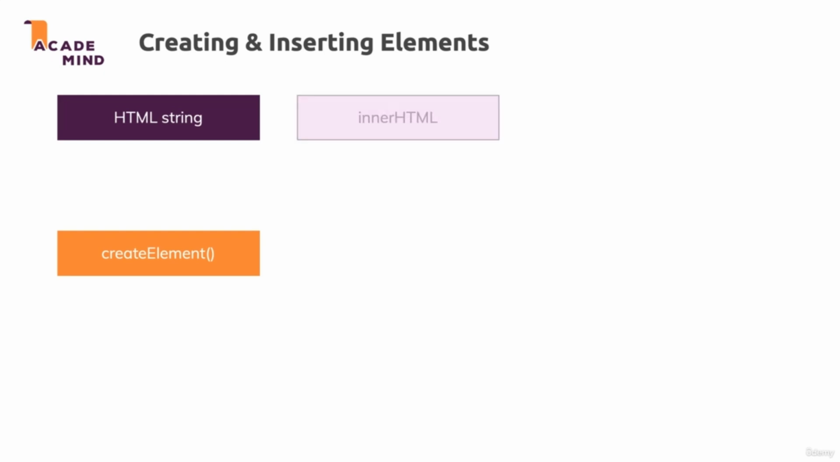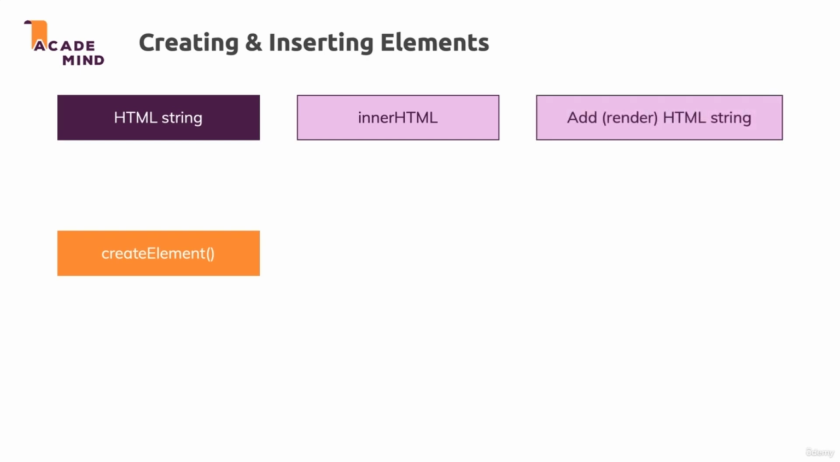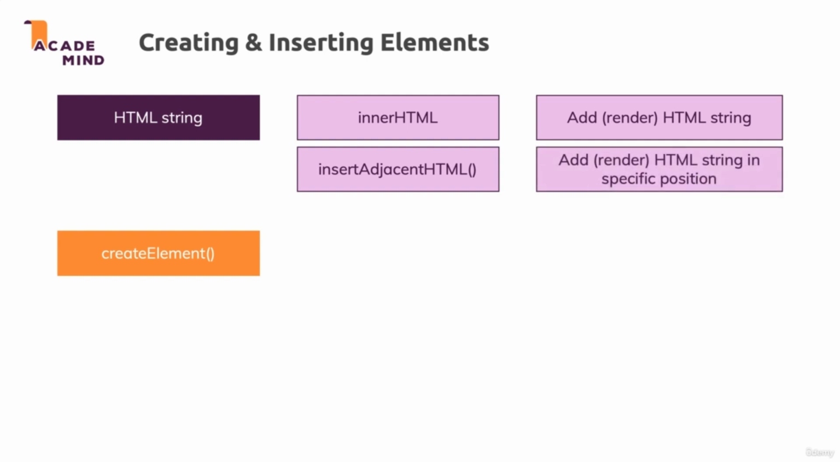Now the HTML string can be added with the inner HTML property, which you find on element nodes, and that indeed adds and renders an HTML string, so some HTML code in that place where you add it. Alternatively, you also have insert adjacent HTML, a method you can use if you want to add some rendered HTML content next to existing content instead of replacing that content with it. So that's also supported. Or as I said, you use createElement to create single DOM element nodes instead of a bunch of HTML at once.